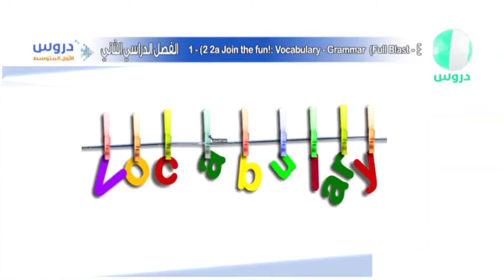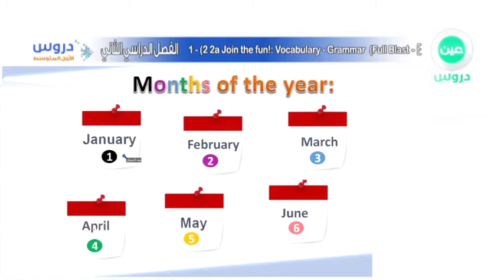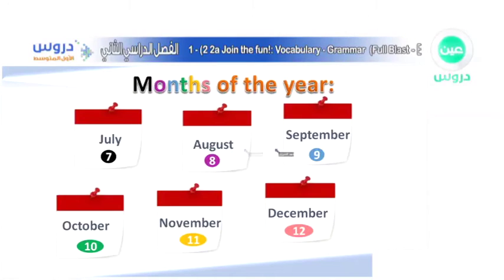Okay, first of all here we're going to take some vocabulary. Let's start with them. We have the months of the year. First of all, as you can see, we have January, February, March, April, May, June, July, August, September, October, November, and December.